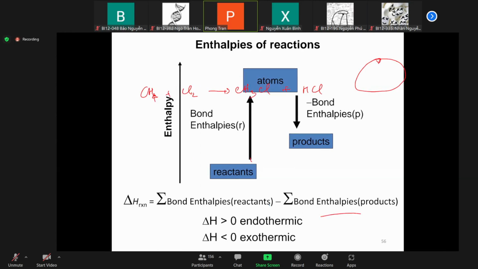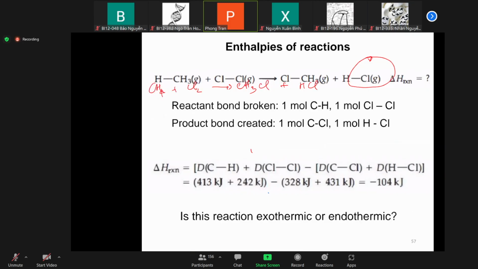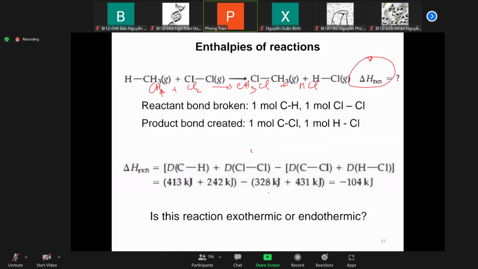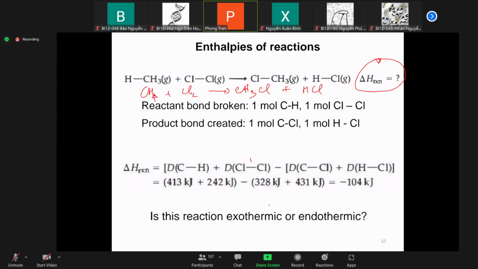First, you need to identify what the products and the reactants are. You have two kinds of product, carbon chloride (CH3Cl) and hydrogen chloride (HCl). So you need to know the enthalpy of these chemical bonds. In the reactant, you break the Cl-Cl bond, so you need to know the enthalpy of this one and also the enthalpy of carbon-hydrogen. From that, you can calculate the enthalpy of the reaction.